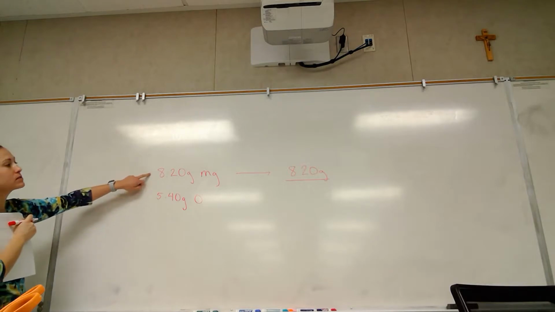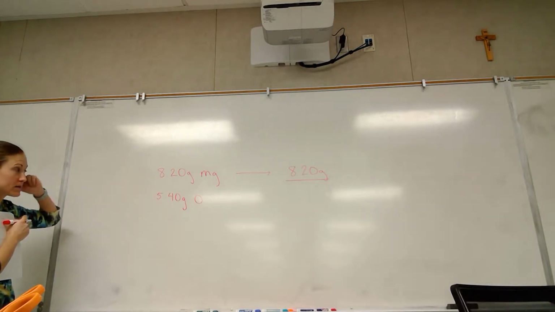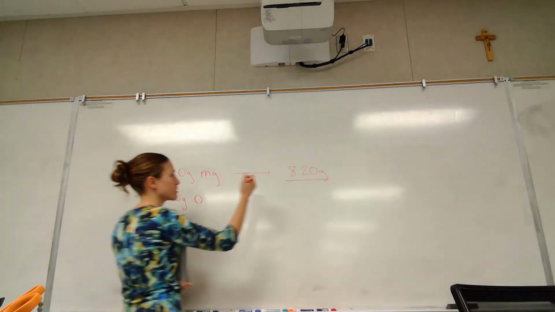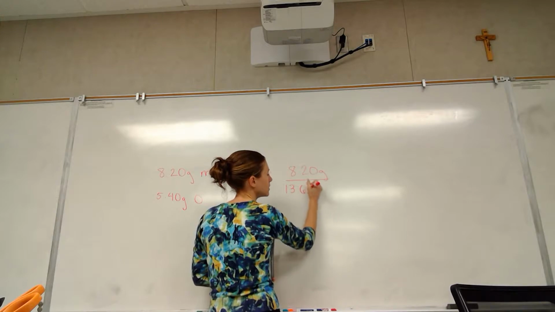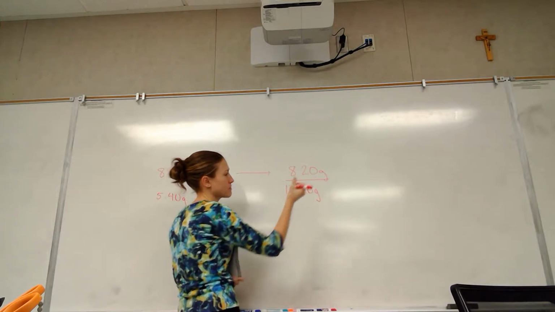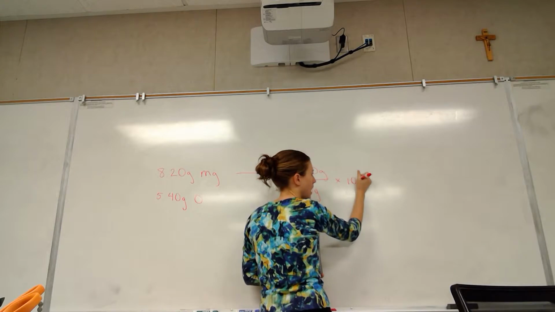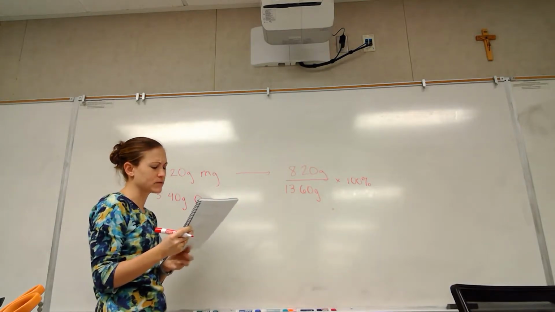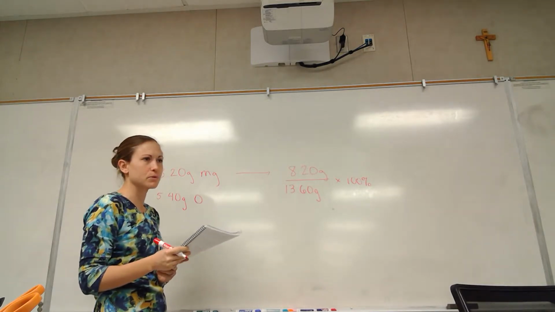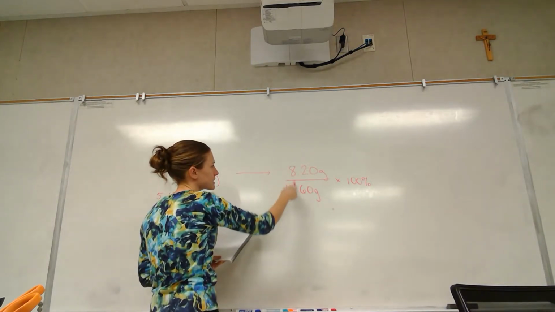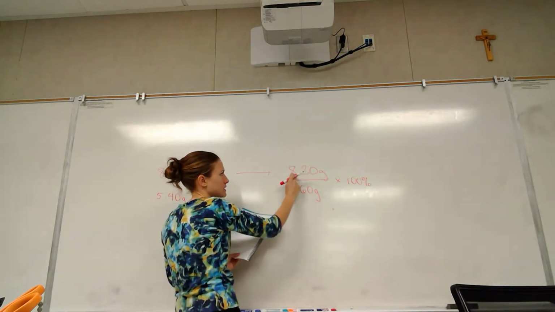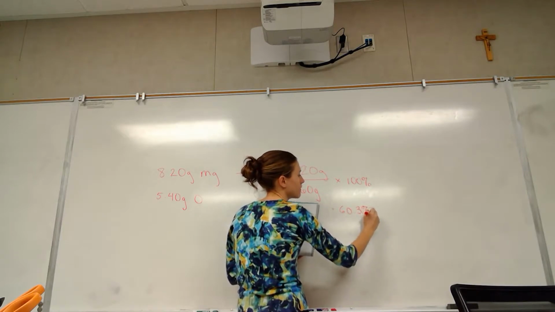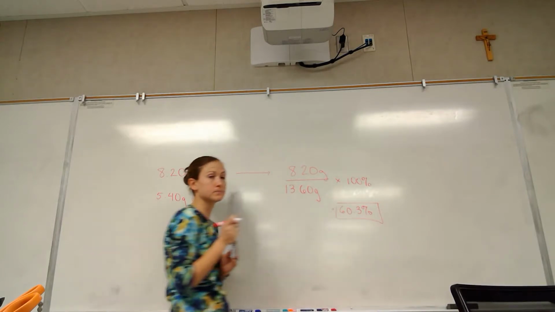If I add 8.20 grams of magnesium and 5.40 grams of oxygen together, that gives me my total mass, which is 13.60. And then multiply the entire thing by 100. It didn't really tell you how to round it, and I'm not going to be super picky for these. 3 sig figs would be great because it's 8.20. So I got 60.3% for my percent composition of magnesium.